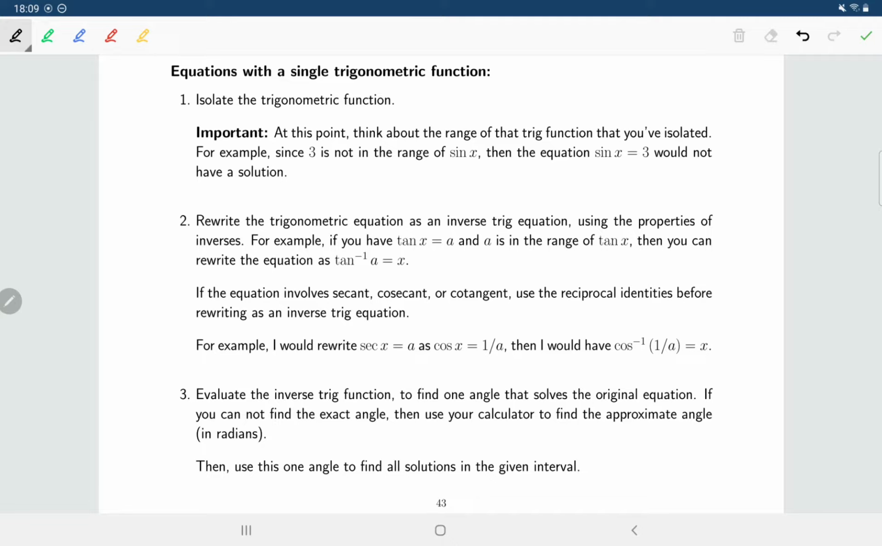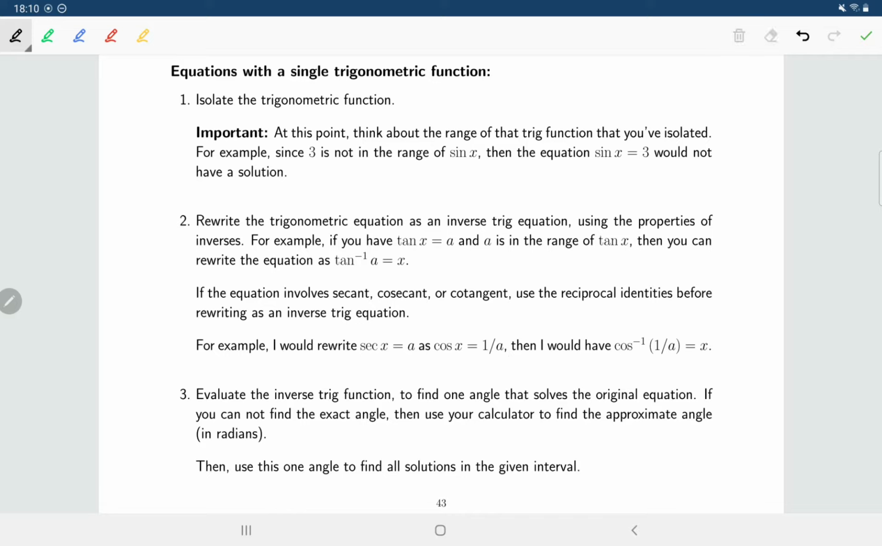Now, of course, one thing you'll have to keep in mind is that if we have an equation that involves secant or cosecant or cotangent, we haven't defined the inverse functions for those. So if you had something that involved secant, cosecant, or cotangent, you'd have to rewrite them in terms of cosines or sines or tangents. So if you had an equation like secant of x is equal to some number, first I would rewrite it as cosine of x is the reciprocal of that number, and then I could rewrite this as an inverse trig equation, cosine inverse of 1 over that number equals x.